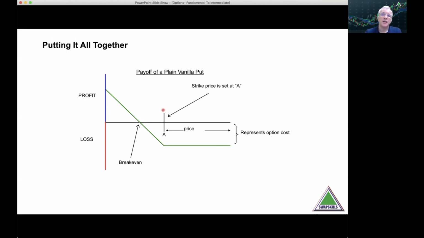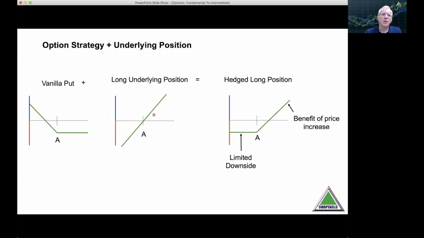So let's just take a look. If you look at the one in the middle, first of all, this is your long underlying position. As the price goes up, you're making money. As the price goes down, you're losing money. Now what I'm going to do is combine this with the put option here.